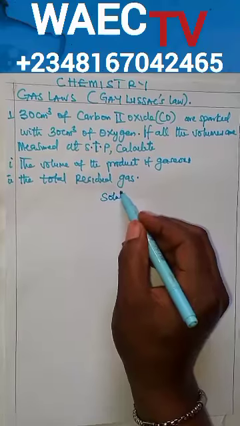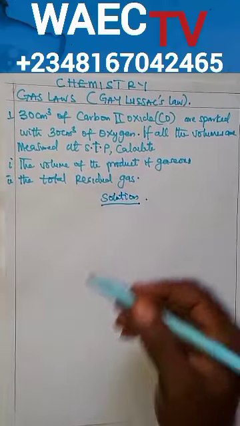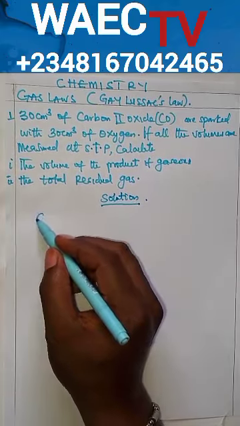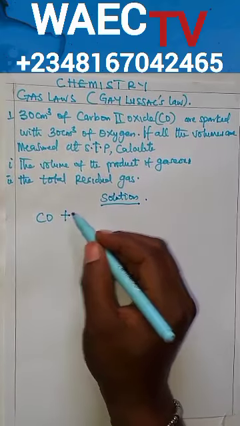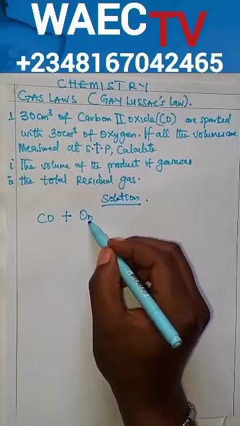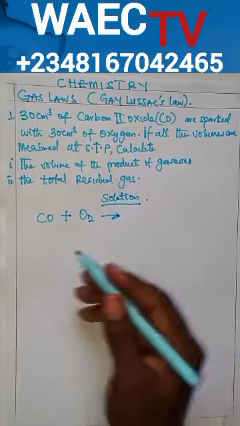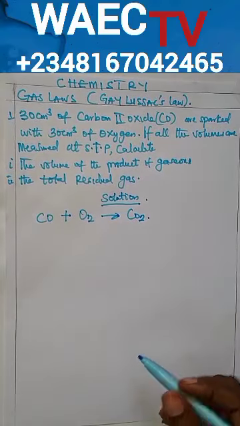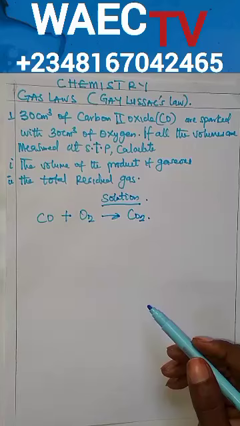Okay, now the first thing we do here is to write the equation of the reaction. We are told that CO was sparked with oxygen. Now, if that reaction happens, this is what we call a combustion reaction. We produce what? CO2. Now, this is carbon(IV) oxide. Now, if you look at that, it's not balanced.